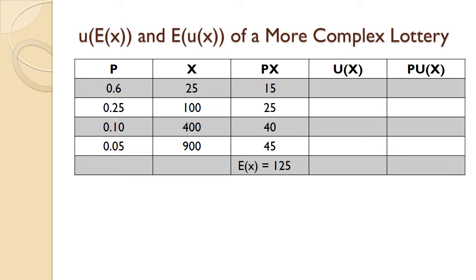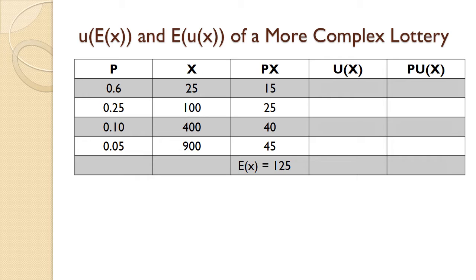So here is the table containing the more complex lottery, and it has the three columns that you're already familiar with. On the left-hand side, we have the probability of each outcome. Then we have the X column, which is the payoff for each outcome. Next to that is the column that multiplies each probability times the payoff, and at the bottom of that column we have the expected value, which is equal to 125.